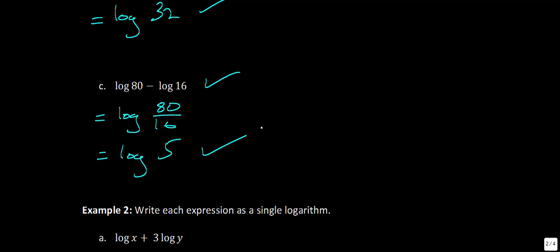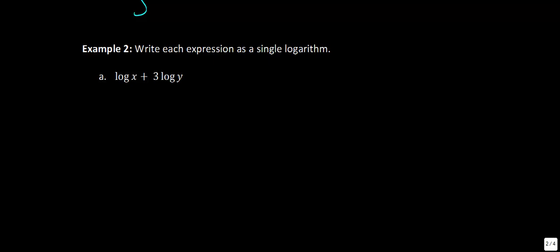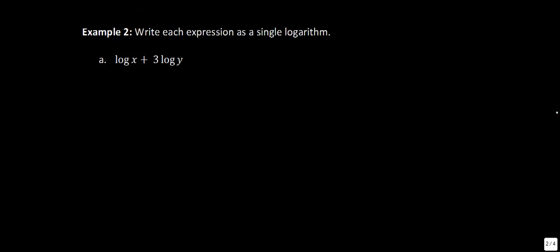Okay. So let's go and do it a little bit differently in example 2 right here. You'll see that example 2 says write each expression as a single logarithm. So we can say that log of x is just going to stay the same, but the 3 right here, if you recall, that's going to use the power law, so this is going to become log of y to the power of 3. So we're going to write this as log of y to the power of 3, just like so.